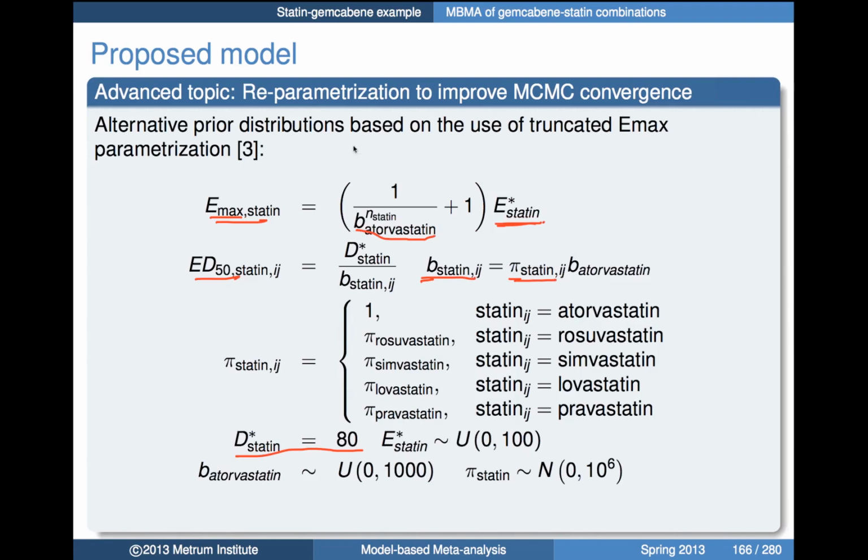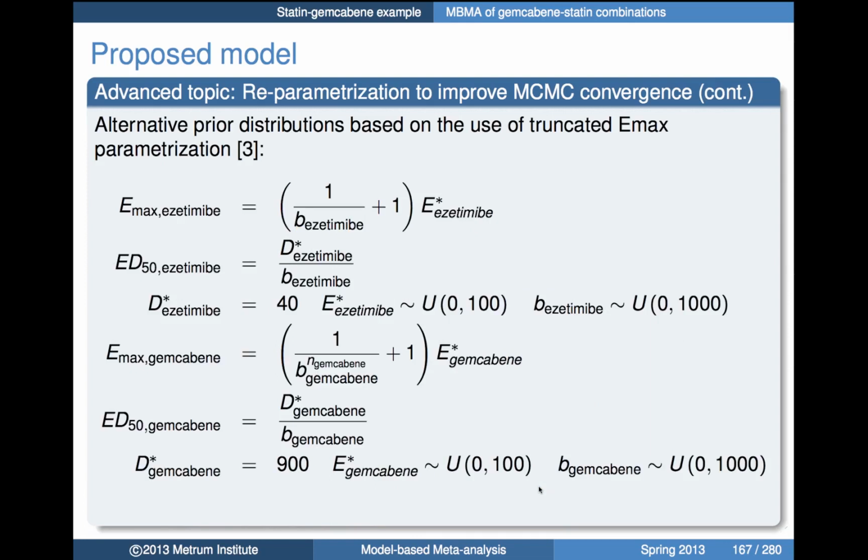So all you have to do, it turns out, is just redo the priors in order to make this work. So this is basically how we're doing it, according to this relationship. The priors are now specified in terms of our new parameters, E star and B, and the various pi statin terms here. And we're going to run that. I don't think I have anything in the next slide.